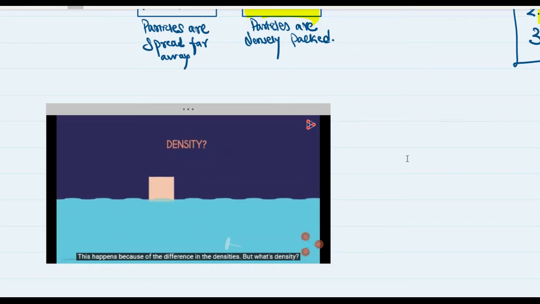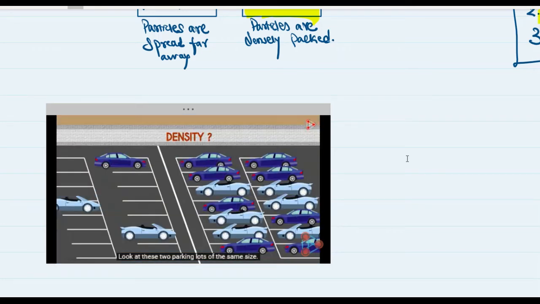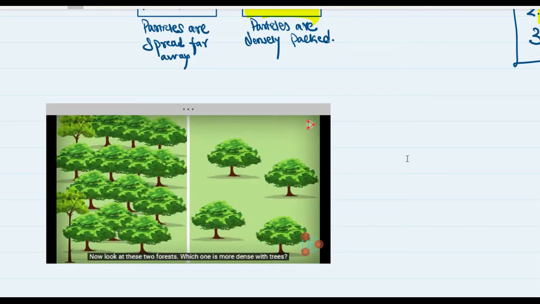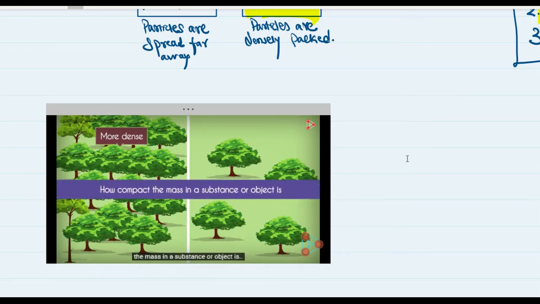But what's density? Look at these two parking lots of the same size. One has 3 cars and the other has many cars. Which one is more dense? This one, correct? Yes. Now look at these two forests. Which one is more dense with trees? Clearly, it's this one. So in the same given amount of space, if there are more things, we say that it's denser. Density is simply the measure of how compact the mass in a substance or object is.